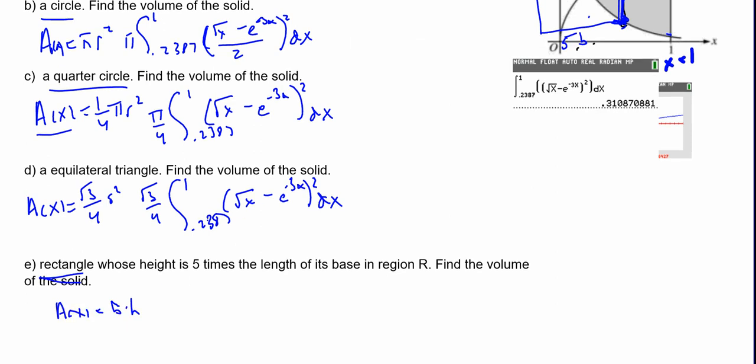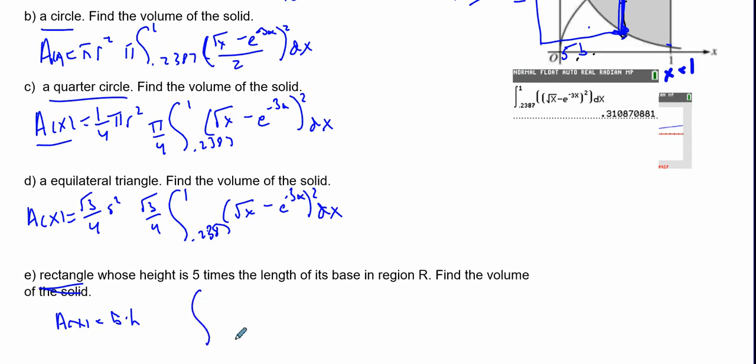And so, in order to figure this one out, we're going to go through the same thing. We're going to have 0.2387 going to 1. Our base length we know is going to equal the square root of x minus e to the negative 3x power. But now because that's our base, our height is going to be 5 times that. So we're going to take 5 times the square root of x minus e to the negative 3x power, dx.